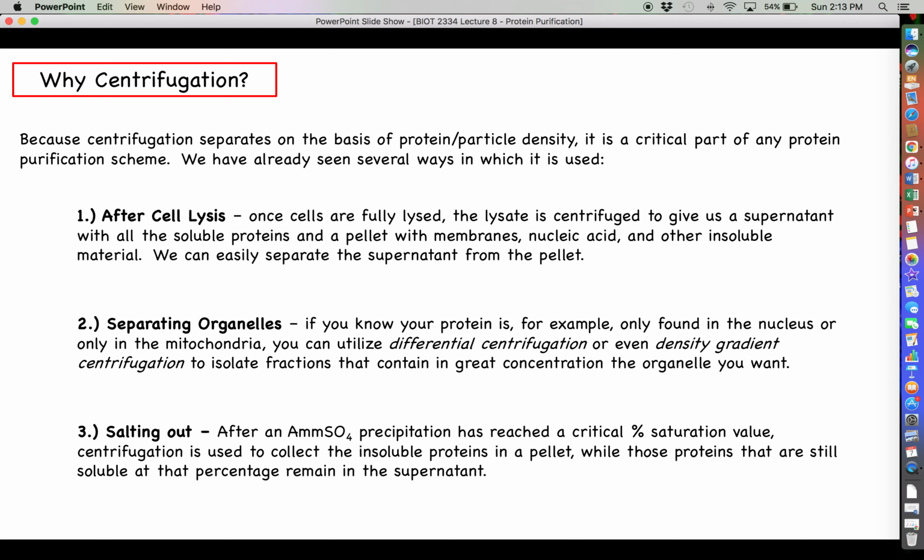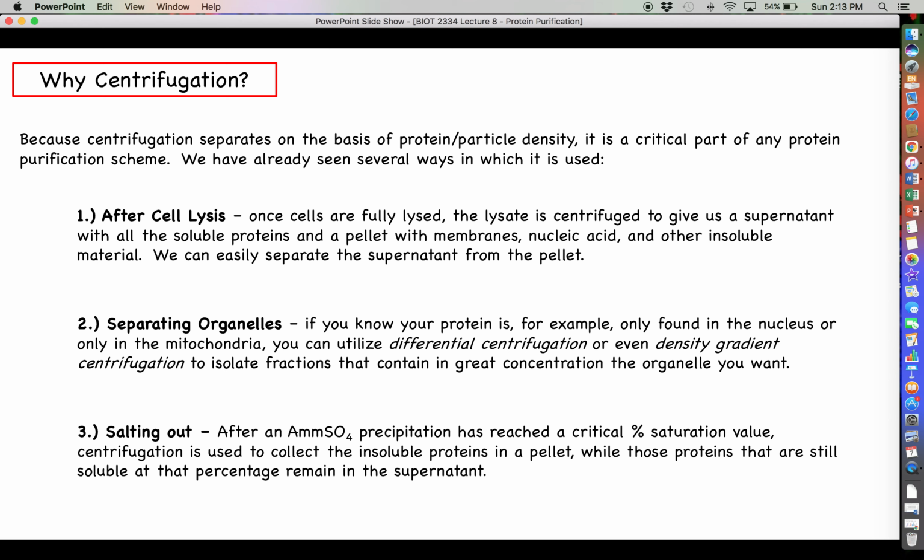And then we've also seen, after doing our ammonium sulfate precipitation, that centrifugation is an important step here for largely the same reason as it was in the cell lysis step. After we add a certain amount of ammonium sulfate to get the percent saturation of our solution to the critical point that our protein of interest falls out of solution, we can use centrifugation to pellet it at the bottom of the tube. And once again, we can separate the soluble supernatant away from the insoluble pellet.